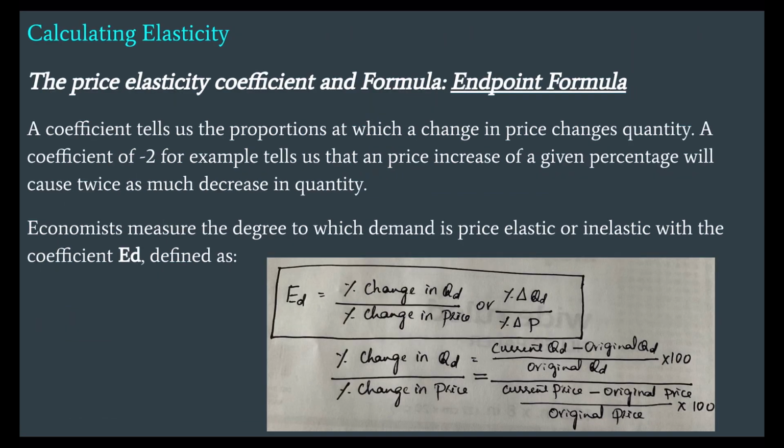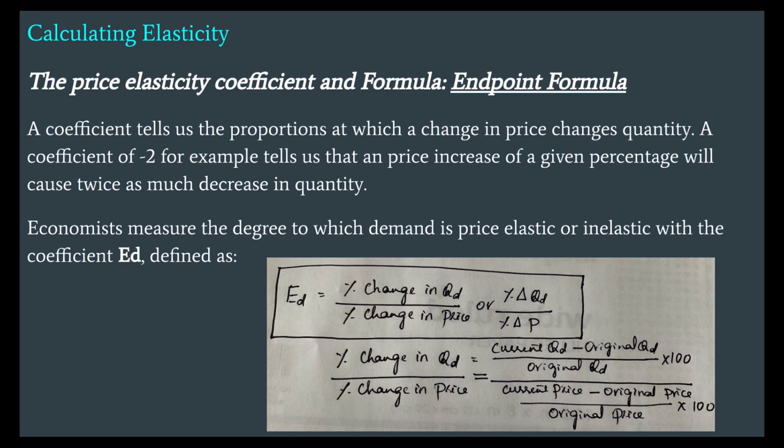Calculating elasticity, the price elasticity coefficient and formula, endpoint formula. A coefficient tells us the proportion at which a change in price changes quantity. A coefficient of -2, for example, tells us that a price increase of a given percentage will cause twice as much decrease in quantity. Economists measure the degree to which demand is price elastic or inelastic with a coefficient ED, defined as elasticity of demand, calculated by the formula percentage change in quantity demanded over percentage change in price, or change in delta QD over change in delta P.